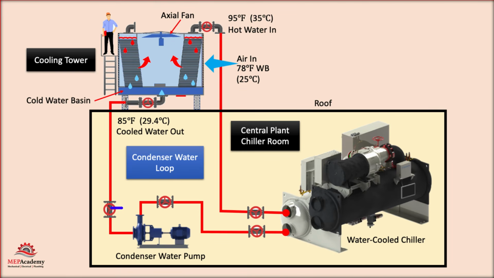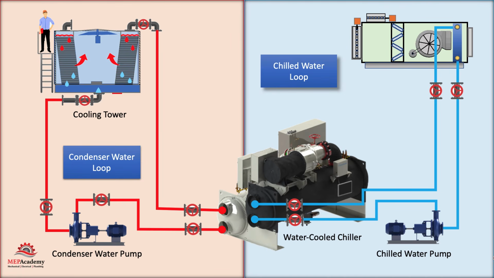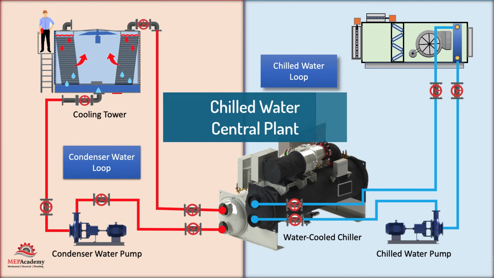The condenser water pump circulates this cooler water from the bottom basin of the cooling tower back to the chiller's condenser to repeat the cycle. This is the basic operation of a chilled water central plant.